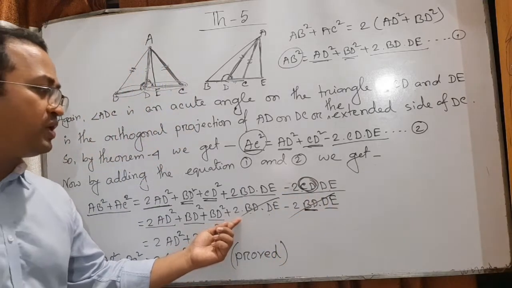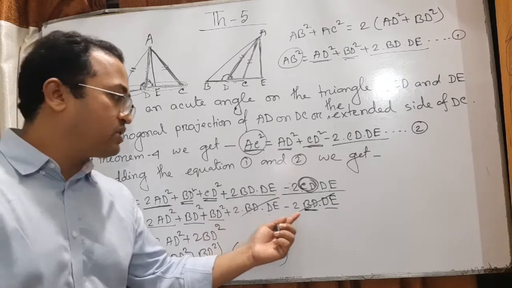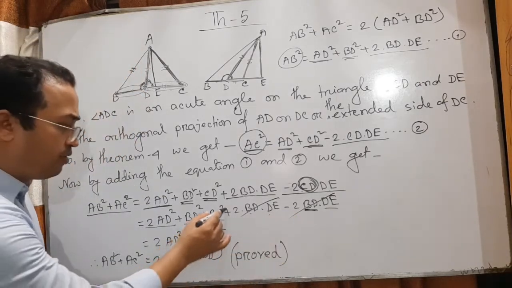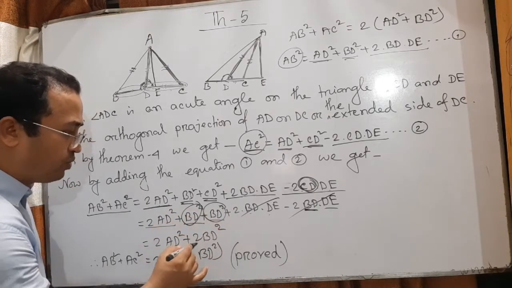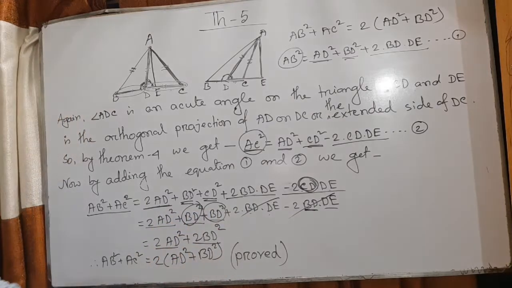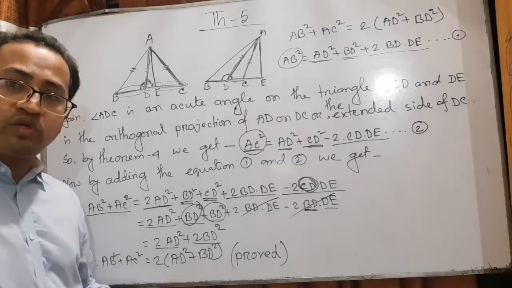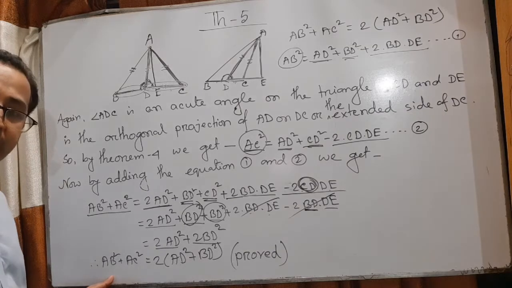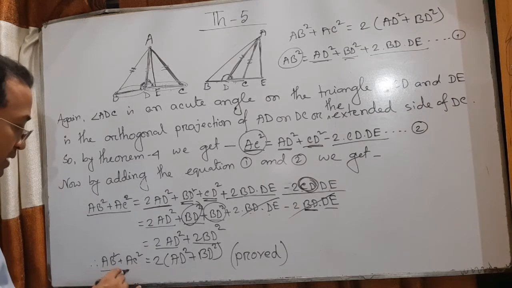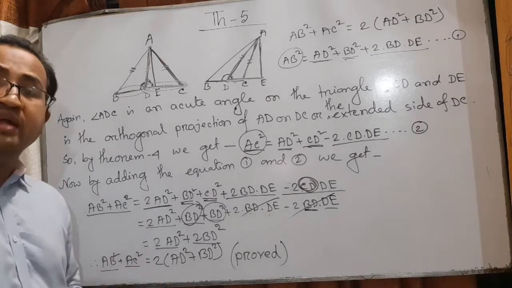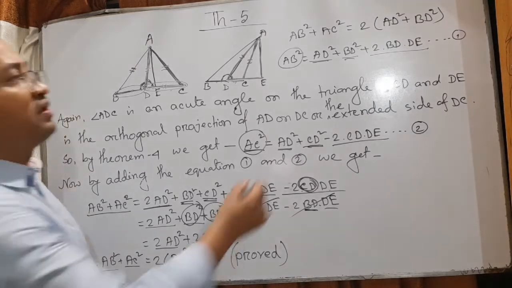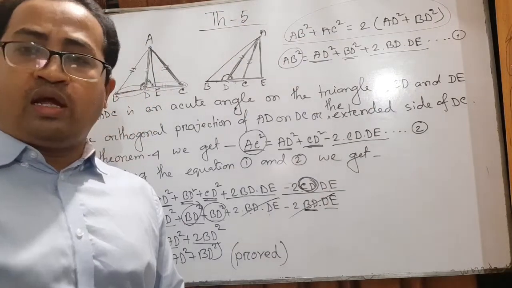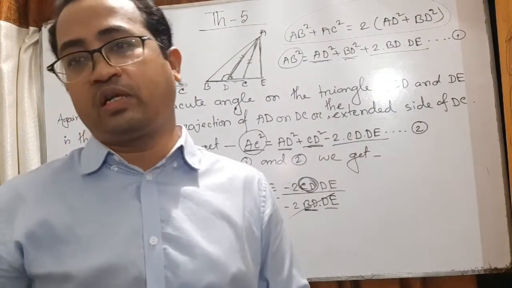Now look, this is 2BD into DE minus 2BD into DE. These two we can cancel. Again, BD square, BD square, it will be 2BD square, 2AD square. So take 2 common. It will be AD square plus BD square. That is AB square plus AC square equal to 2 times AD square plus BD square. That is our required equation. Have you understood? Hope that all of you understood.